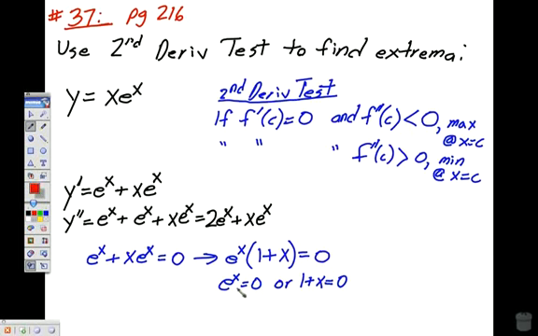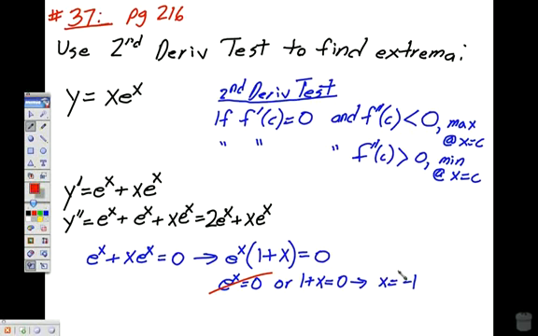Well, e to the x, remember e is just a number. It's 2.718 going on forever. So that to any power, never going to equal 0. Positive number, and we're raising it to a power. Nah, we're never going to get 0. We're never going to get a negative number. This can't happen. So that leaves our only solution as being 1 plus x equals 0, which means that x equals -1.